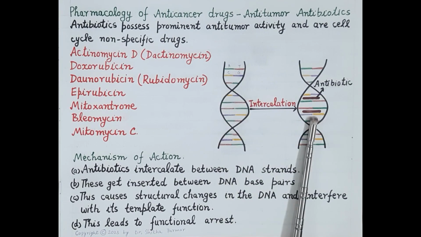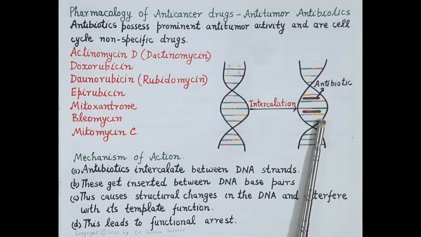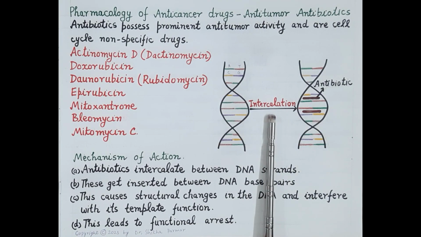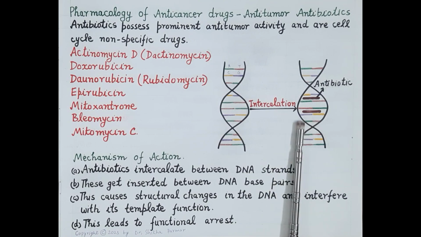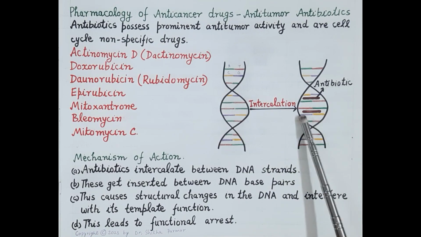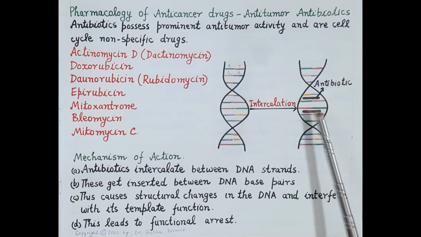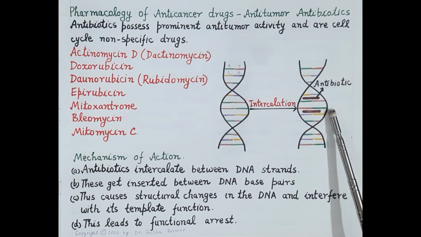Now anti-tumor antibiotics intercalate between the DNA strands. Now intercalation is a type of non-covalent interaction with the DNA. So we can say that these antibiotics are inserted between the DNA base pairs. So see here, this is one DNA base pair, and this is another DNA base pair. An anti-tumor antibiotic gets inserted between the DNA base pairs.